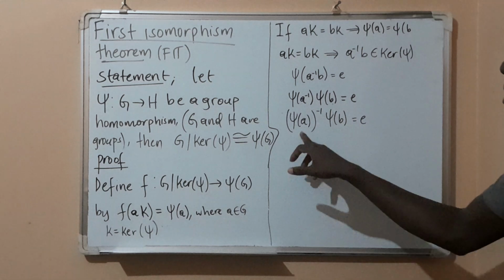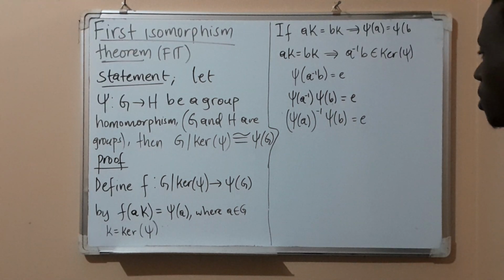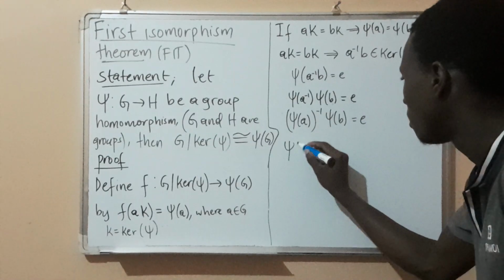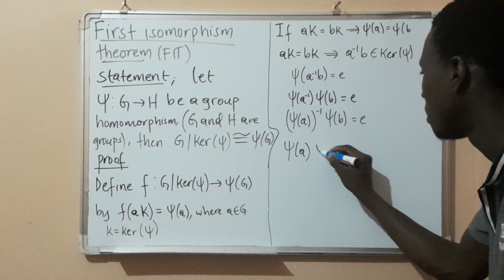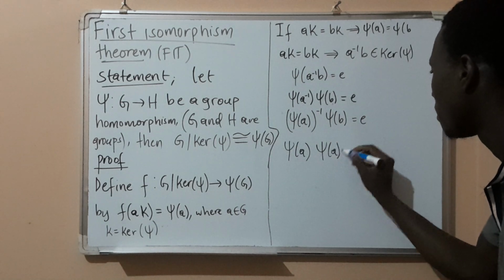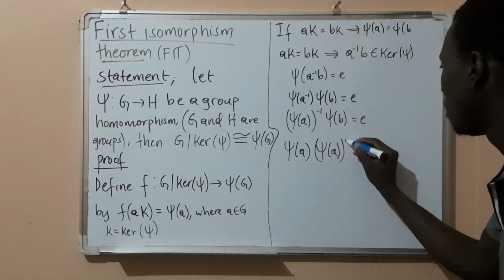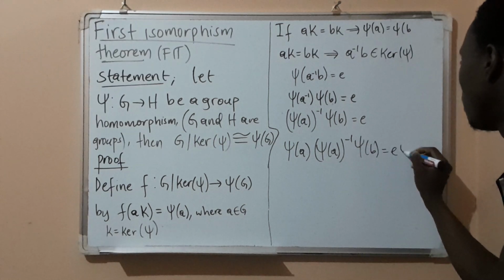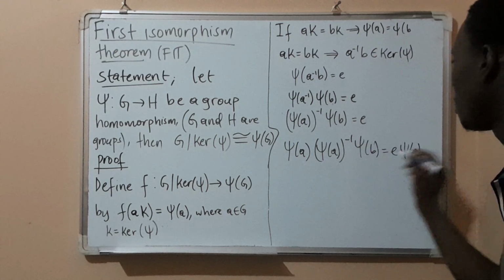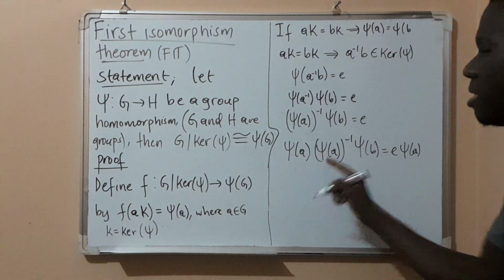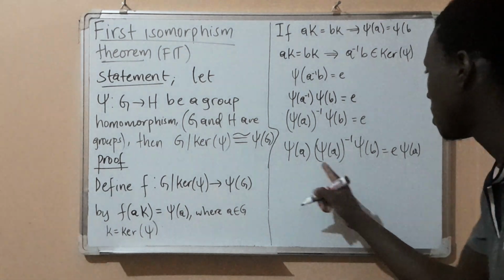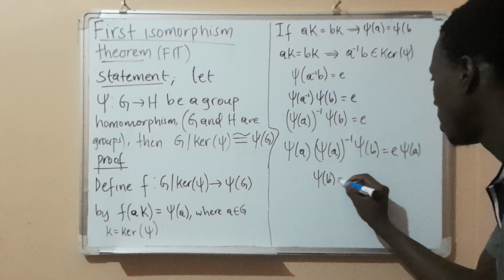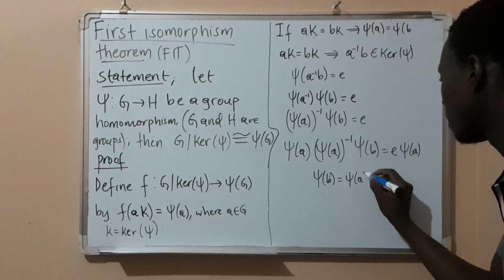Some cancellation: I want to bring this to the other side, so I'm going to multiply with phi of A on both sides. Phi A inverse phi B is equal to E phi A. So this and this is the identity, this is the identity. So I will have phi of B being equal to phi of A.